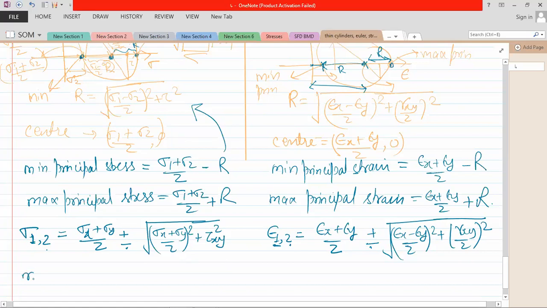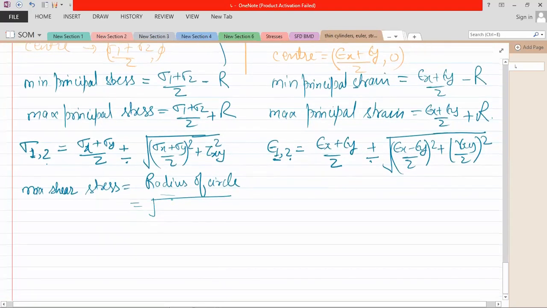Now what is maximum shear stress? Maximum shear stress is the radius of the circle. You just need to know that maximum shear stress is the radius of the circle. Now what is the radius of the circle? That is r, given by under root of sigma x minus sigma y by 2 whole square plus tau xy whole square.